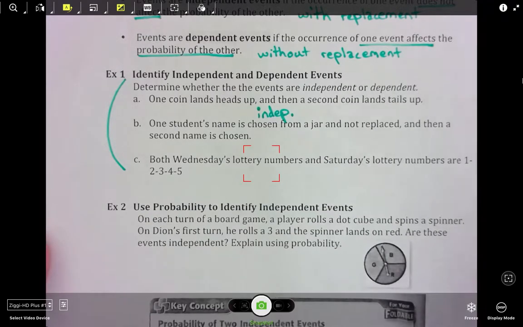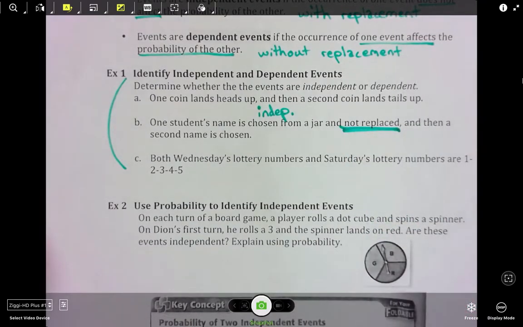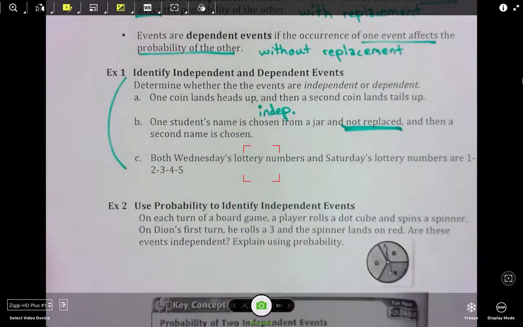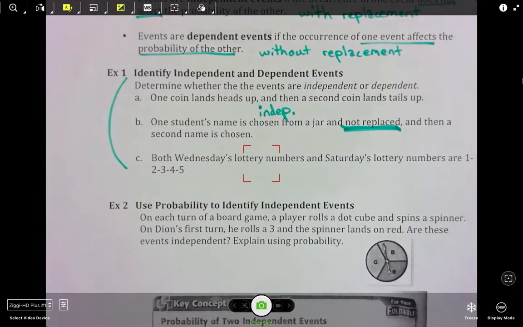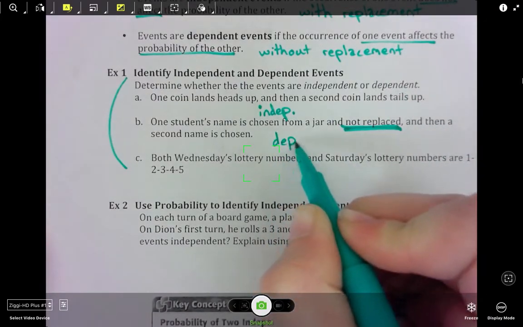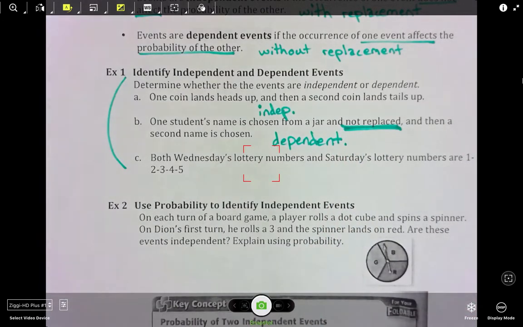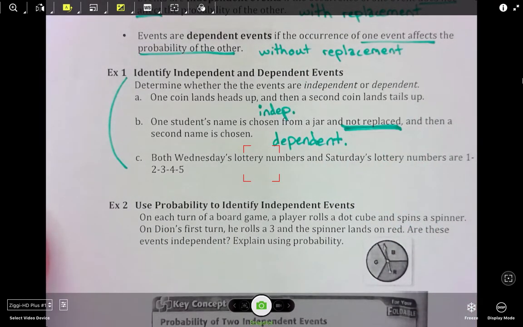So part B, one student's name is chosen from a jar and not replaced, okay? So the second time I draw a student's name out of the jar, I have one less name in there. So those are going to be dependent events. Whoever I chose on the first draw, or the first student's name, whoever was chosen, is going to affect who is chosen the second time.